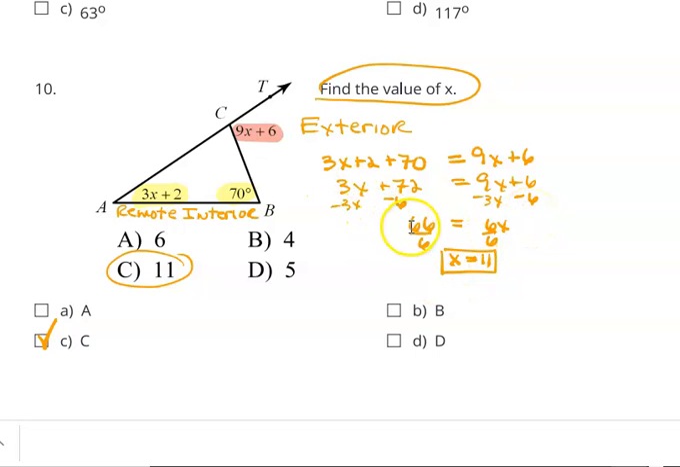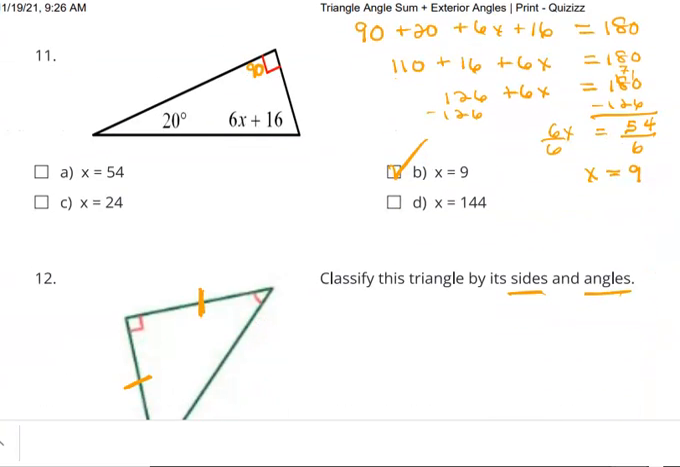I'm left with 66 equals 6x. Divide both sides by 6. I have x equals 11, and there we have it. Okay, so that was using the property that remote interior angles, the sum of those equal your exterior angle. Okay, going on to number 11.